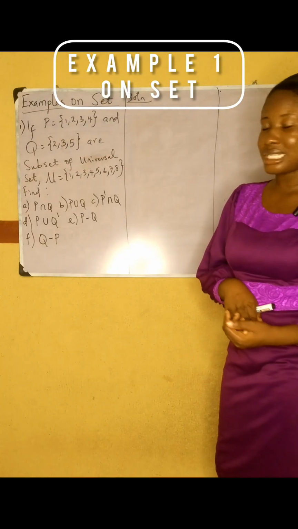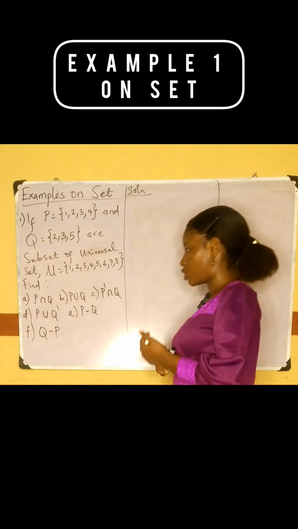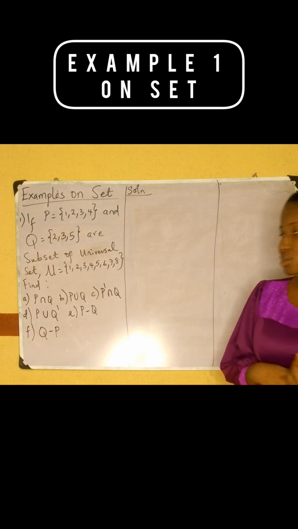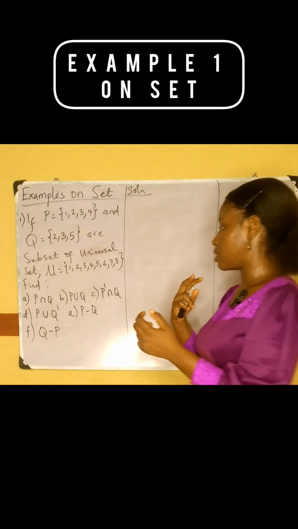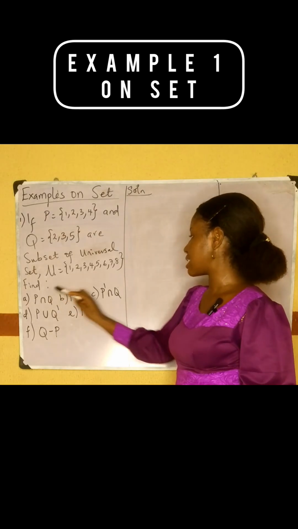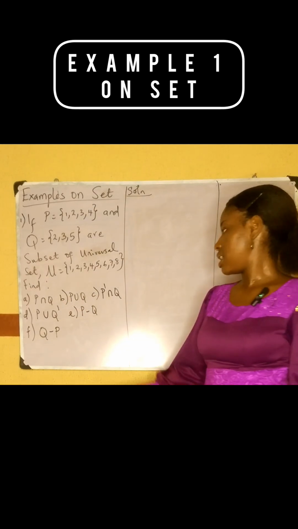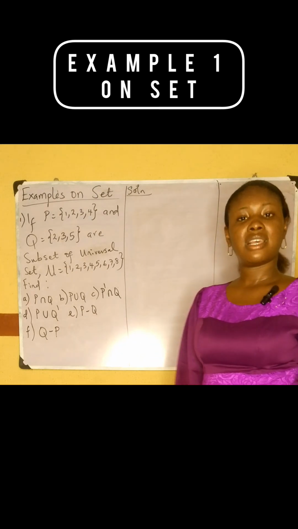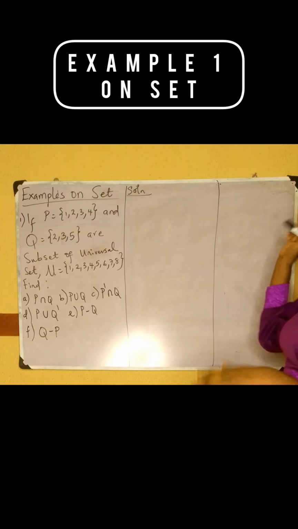Now the question is asking us to find: A, P intersect Q; P union Q; P prime intersect Q; P union Q prime; P minus Q; and Q minus P. So this is intersect, union, difference of two sets, and you can see our complements. So we are touching everything now. So let's do that. Solution.